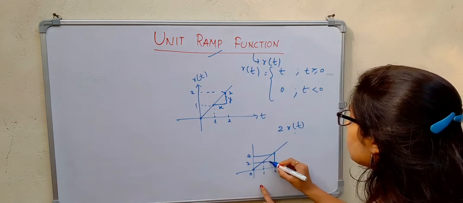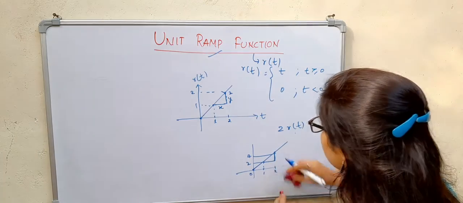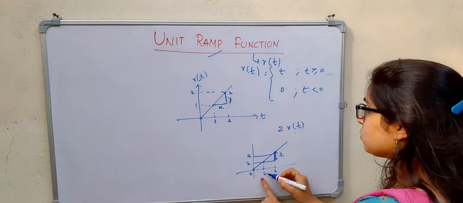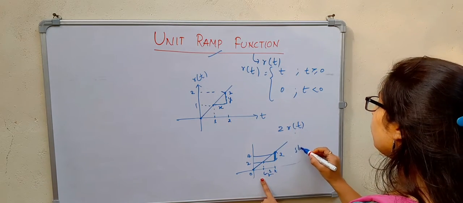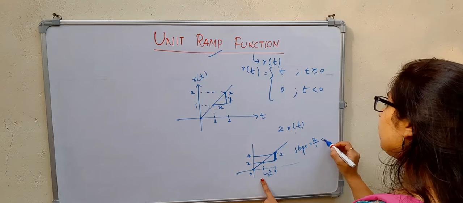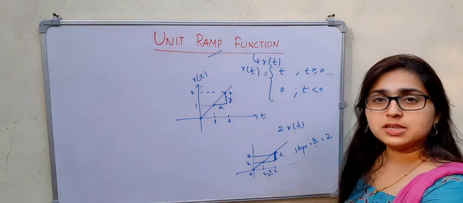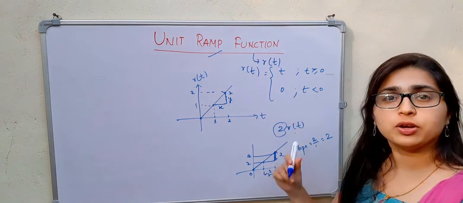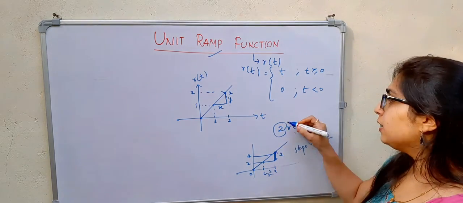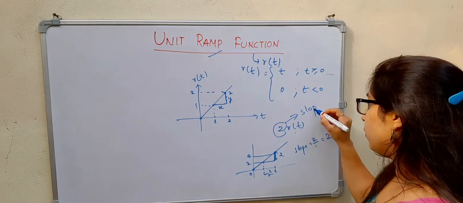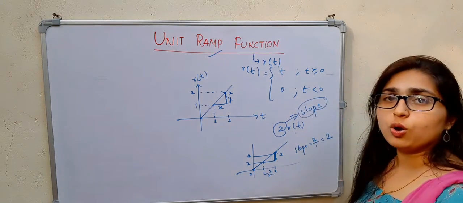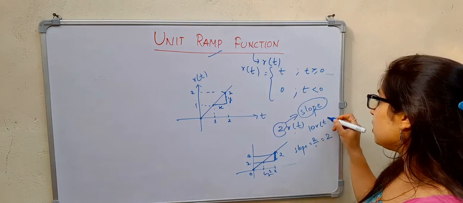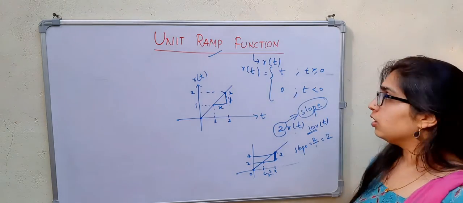So if I consider the slope here, this will be 4 minus 2, that is the value 2. Here it is 1 to 2, that is 1 unit. So slope will be equal to 2 by 1, that will be equal to 2. So from this what I can conclude is, whatever the coefficient of R of t is, that will tell us about the slope of that particular function. So if we had 10 of R of t, then the slope will be equal to 10.